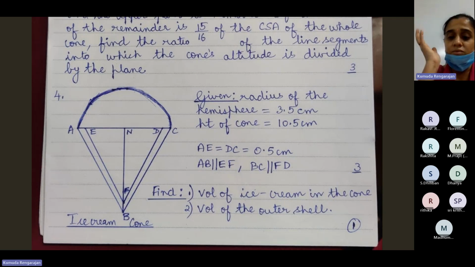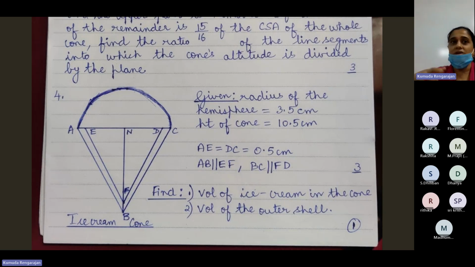So the volume of the ice cream in the cone. Who can tell me how we find it? Just tell me in words. Like this one plus this one minus that one, something like that. That's the volume. Very good. Volume of the ice cream in the cone is equal to the volume of the inner cone plus the volume of the hemisphere. Because ice cream is filled inside the cone also, right?